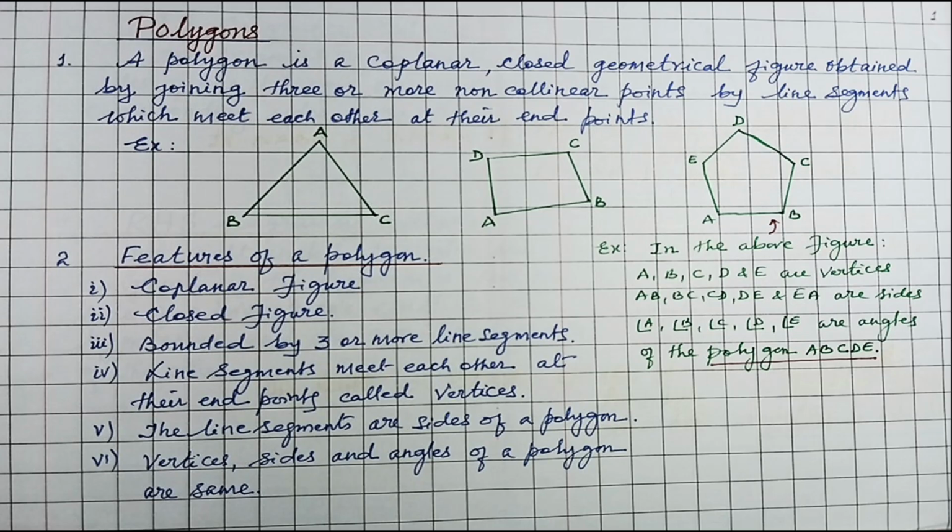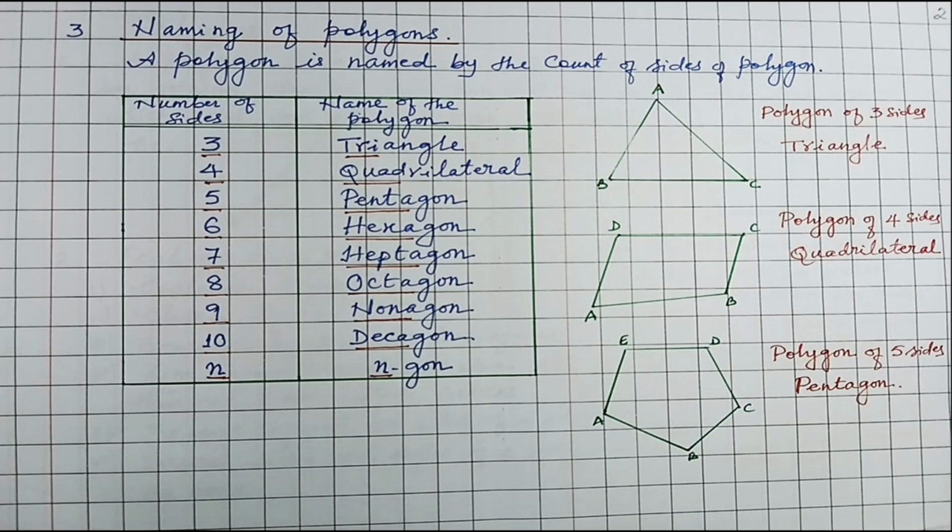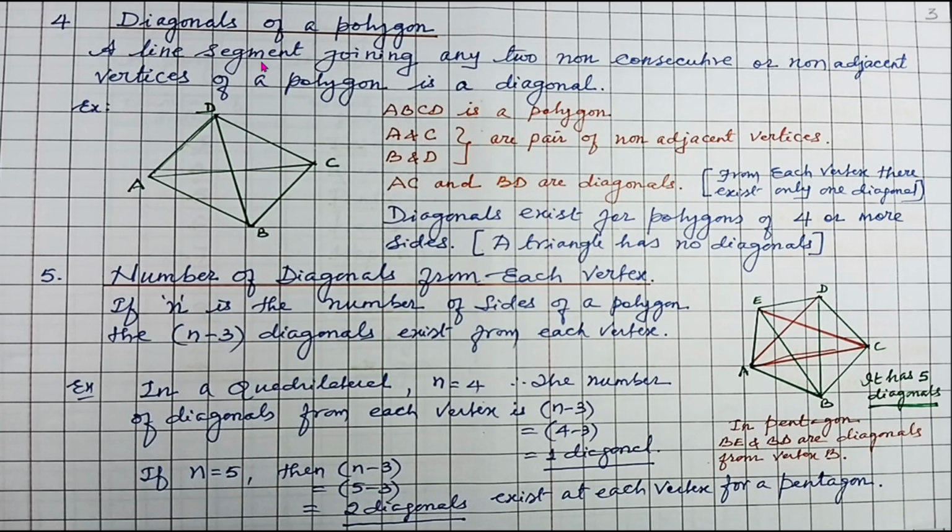Remember that. The next point of our discussion is the naming of a polygon. A polygon is named by the number of the sides of a polygon. If there are 3 sides, then it is called a triangle. If there are 4 sides, then it is called a quadrilateral. If there are 5 sides, then it is called a pentagon. 6 sides is a hexagon. 7 sides is heptagon. 8 sides octagon. 9 sides nonagon. And there can be a polygon of n sides also. So please remember that. Now, the diagonals of a polygon.